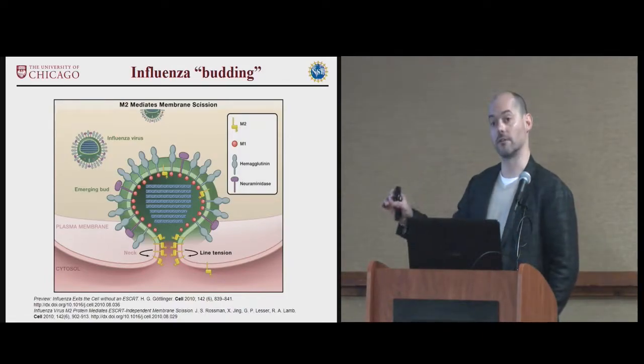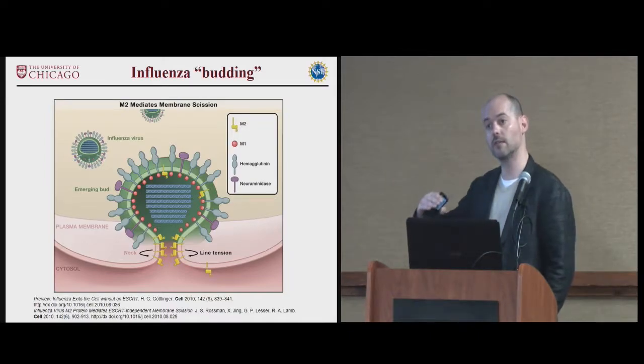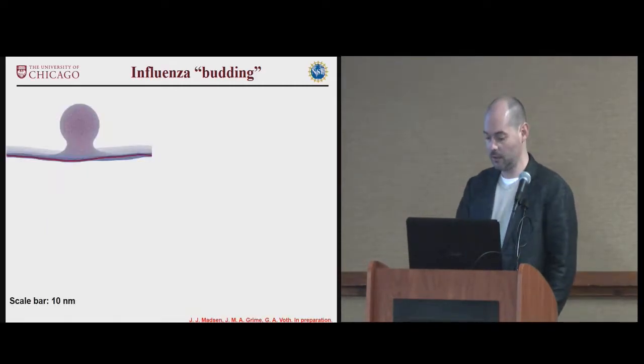And influenza is interesting because you just have this one protein called M2, which is sufficient to actually remove that neck. There's some sort of cleavage occurring in the membrane to release these viral particles. So it's a very simple model system of how you might look at these viral systems.